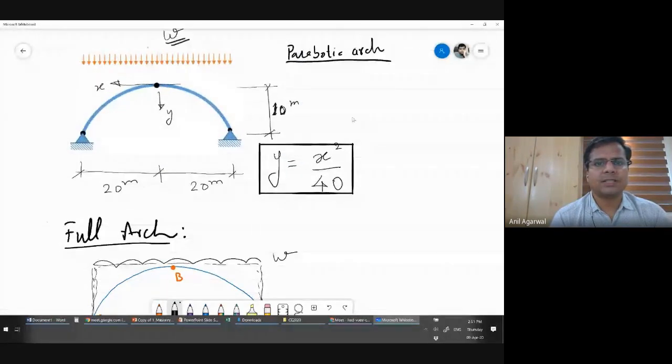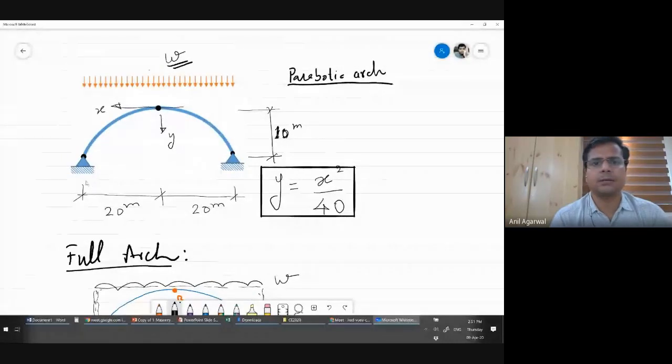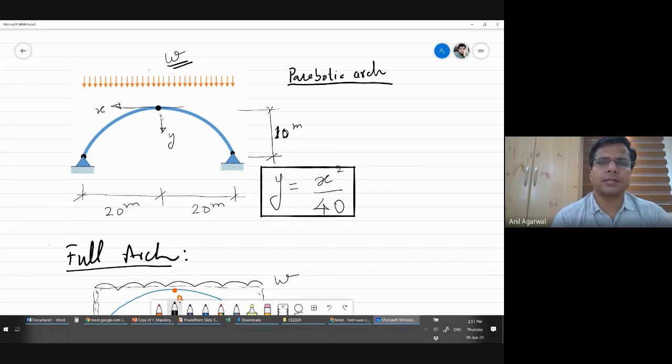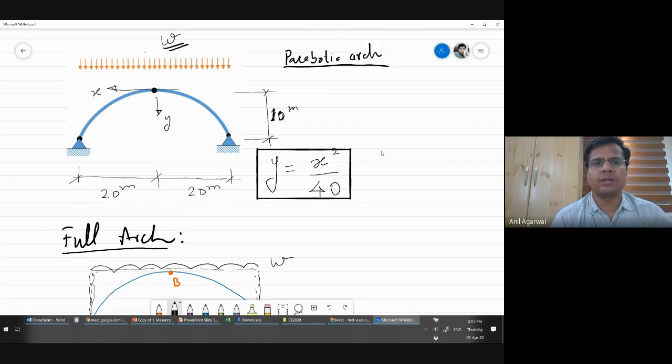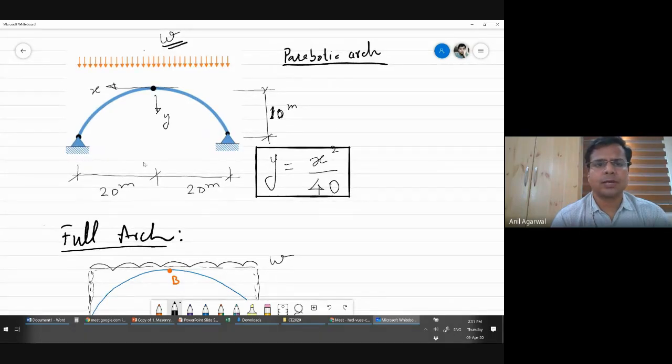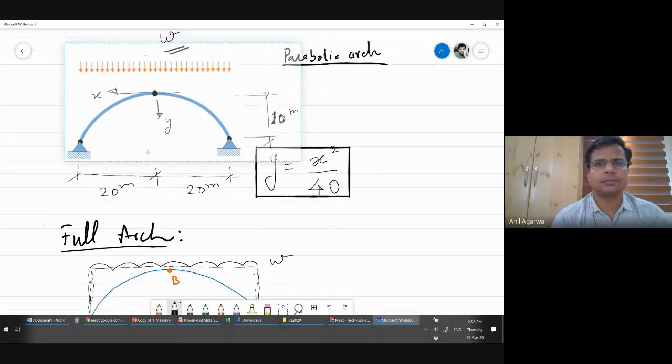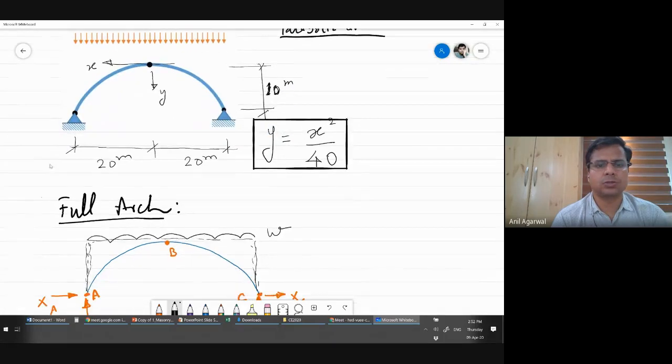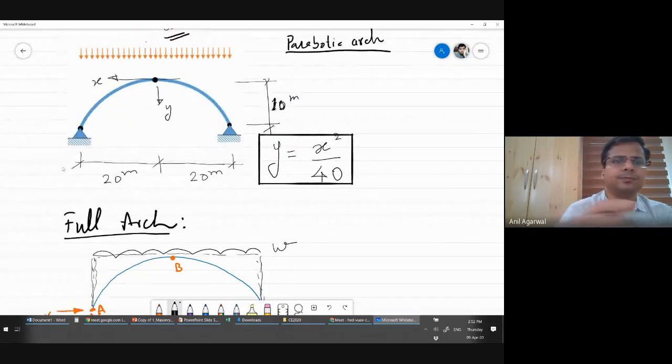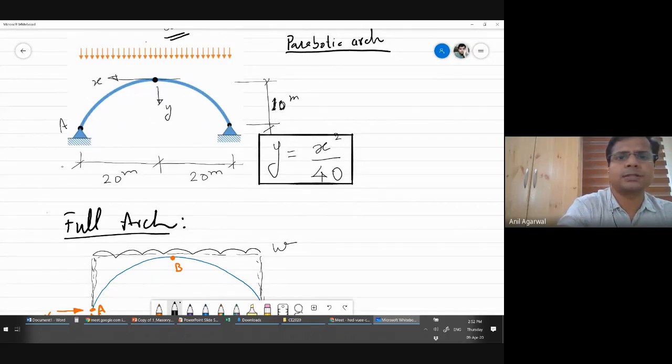Basically what happens here is that whatever load is applied, the total length is 40 multiplied by W, right? That is the load applied. 20 plus 20, that is 40 multiplied by W. That is the total load acting on the arch. Now that total load will be resisted at these two supports. So let me name these two supports. These two supports will be called A and C, the two supports, and the intermediate point, that is also a hinge, is B.